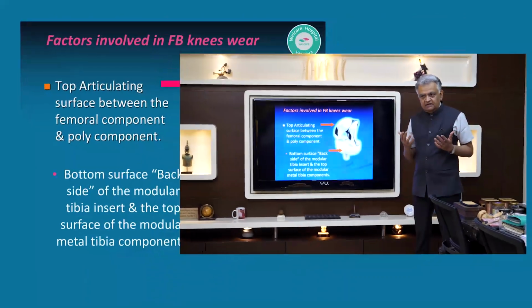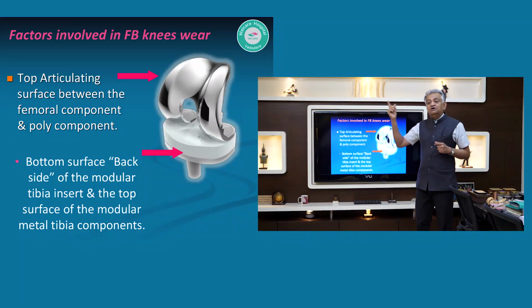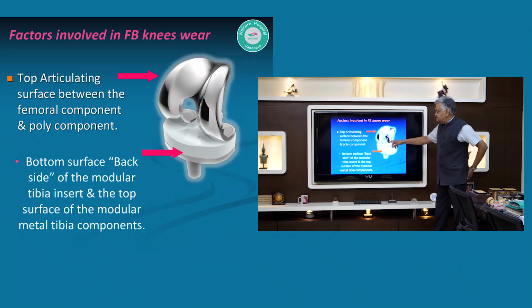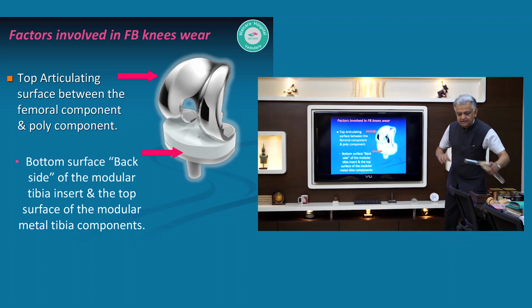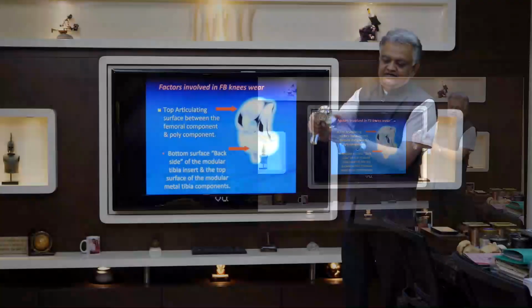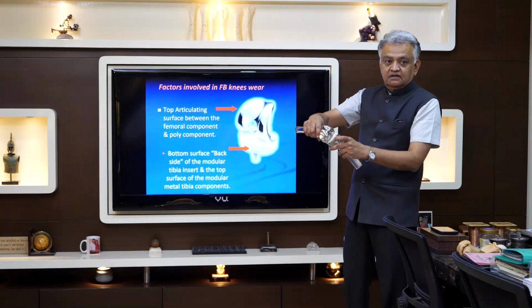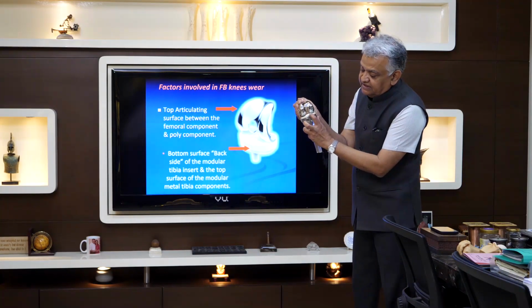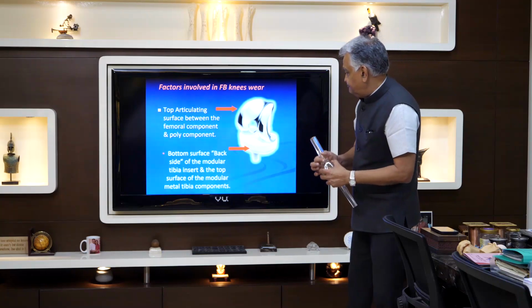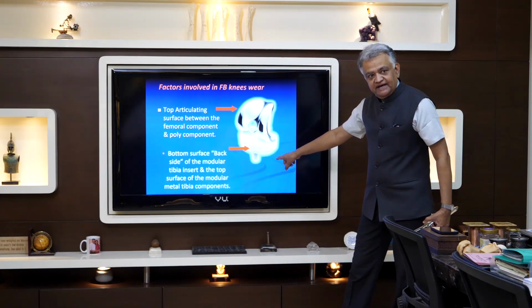Where can wear happen? And here I will plug in the cobalt, chrome, and titanium that I mentioned earlier. So, wear occurs, common sense, because this plastic layer is subjected to movement on two aspects. The top side, where the femoral condyle moves, it's obvious there is grinding going on here. And the bottom side, where micro movements are happening between this plastic and this tray. So that is known as backside wear.